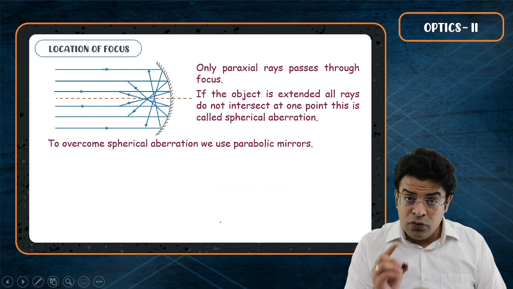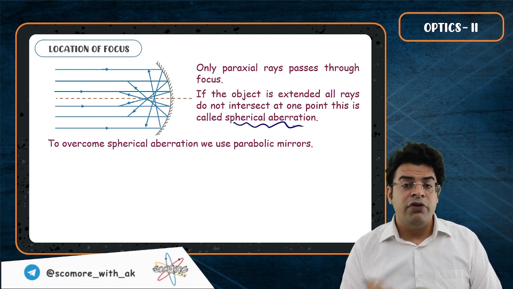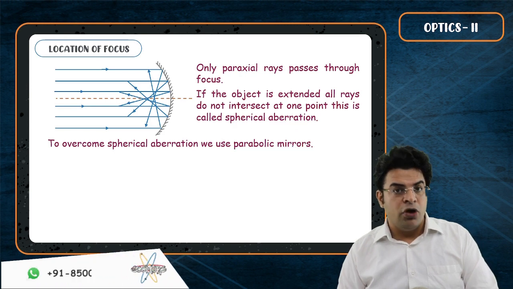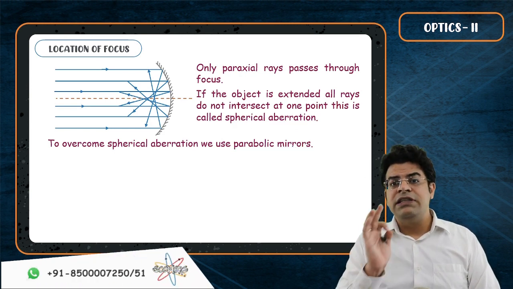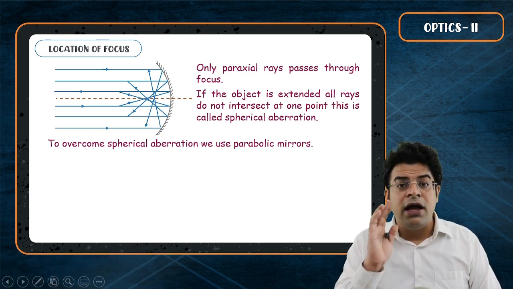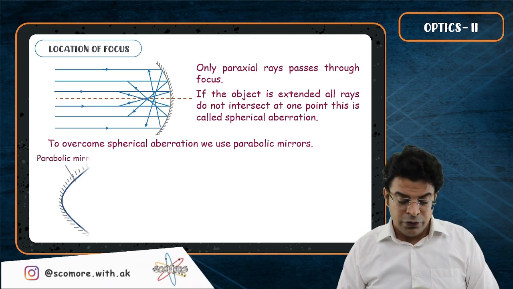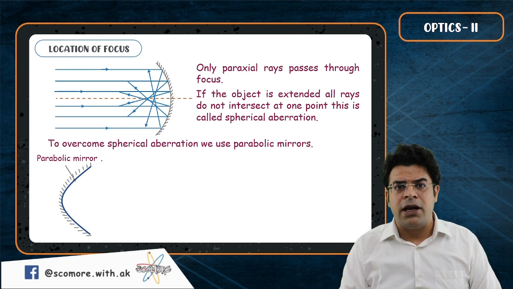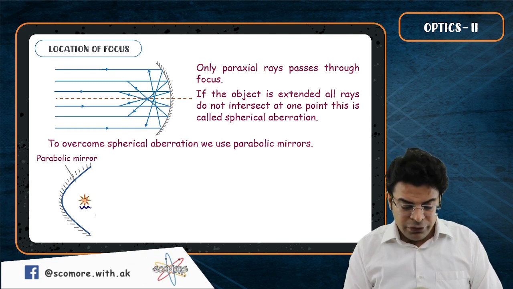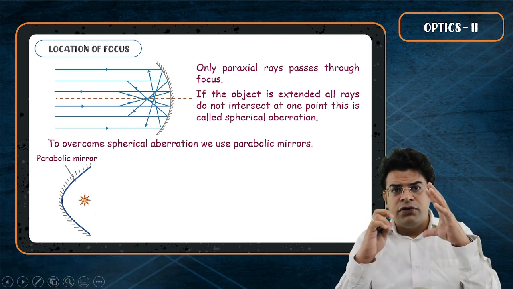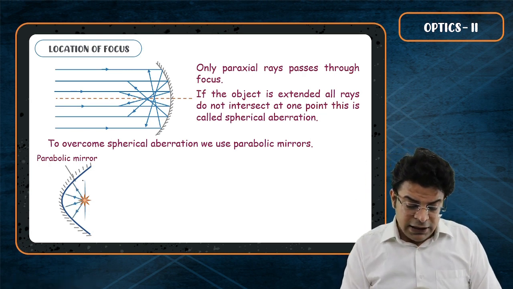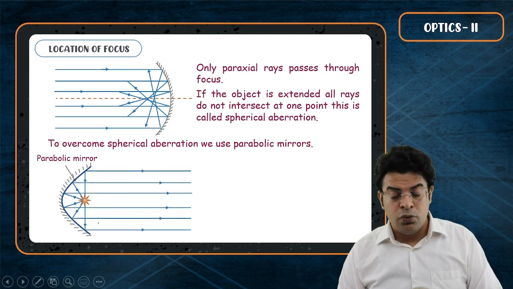So how do we overcome spherical aberration? We overcome spherical aberration by using a different type of mirror called parabolic mirrors. We use these parabolic mirrors in the headlights of our car. We take the parabolic mirror, and at the focus of this parabola, we place the bulb. When the light comes out of the bulb and hits the parabolic surface, then after hitting the parabolic surface, all the rays move parallel to each other.